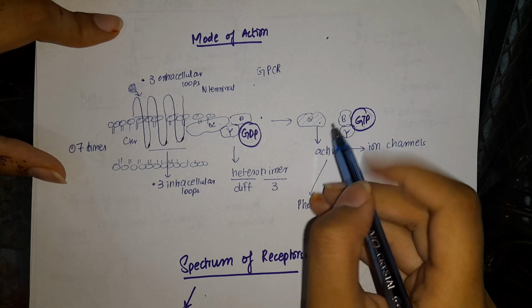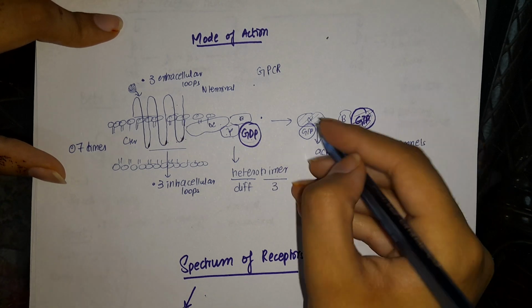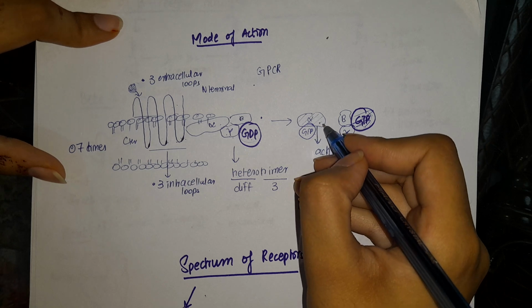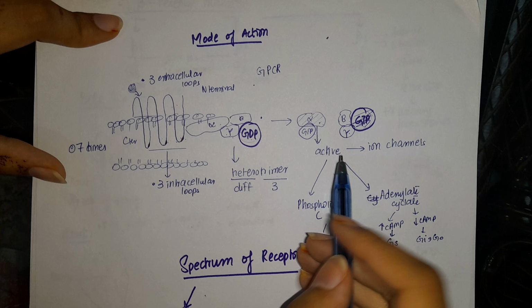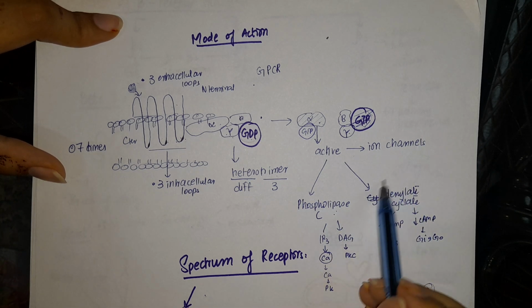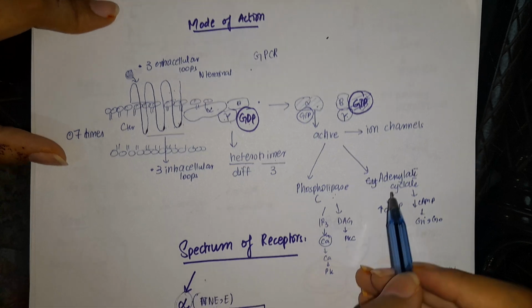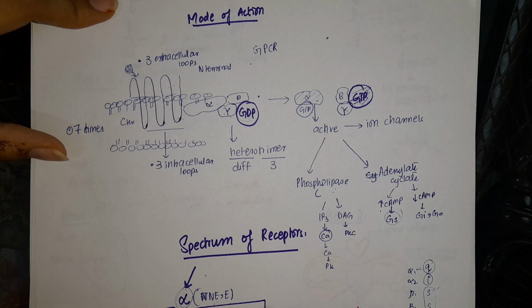That GTP is going to get attached to this alpha group, and because it is attached, it now activates the alpha group. The beta and gamma groups are separated from the alpha group. The alpha group is now active, and it goes to the adenylate cyclase. Because of G stimulatory action, it will increase the level of cyclic AMP. So this was the whole mechanism that is observed in all the three beta receptors.